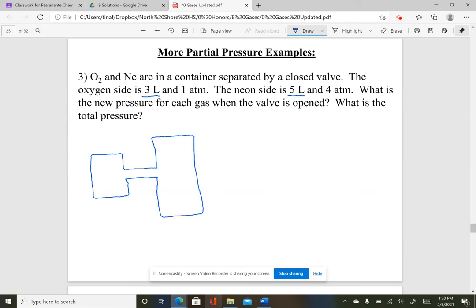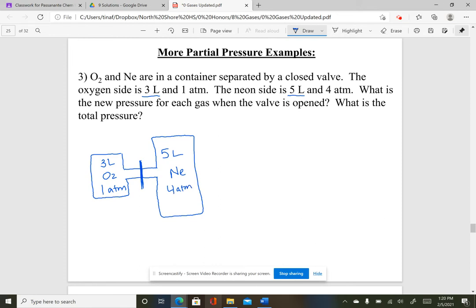It says they're separated by a closed valve. So right now there's something here that's not letting the 2 sides mix. This is my 3 liter side, which contains oxygen, and the pressure over here is 1 atm. And on this side, I have 5 liters of neon, and the pressure is 4 atm. What is the new pressure?